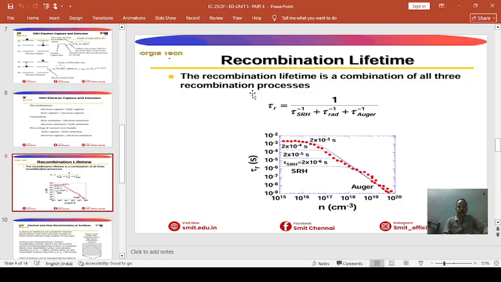Then coming on to the next topic, that is called recombination lifetime. It is the combination of all three recombination processes, namely the Shockley-Read-Hall recombination process, the radiative recombination process, and the third one, that is called Auger recombination process. The total lifetime is influenced by all the three mechanisms together. The carrier lifetime depends on the device speed, the device efficiency, and device performance. Higher lifetime improves the device efficiency.